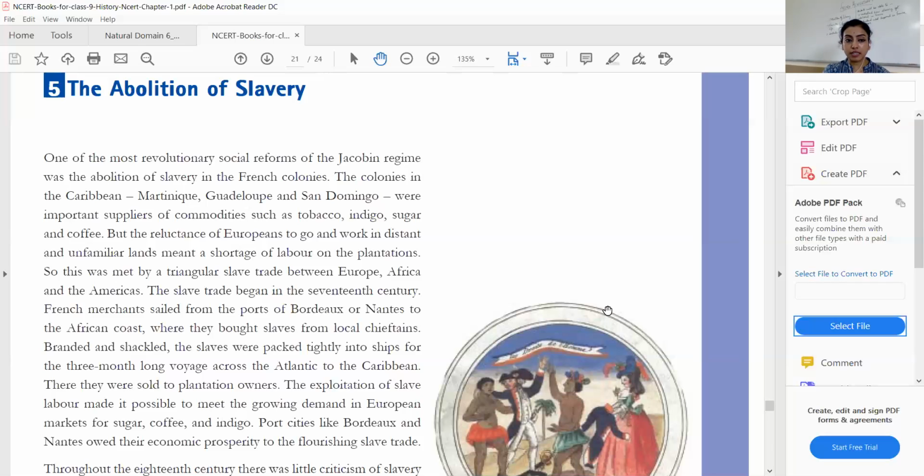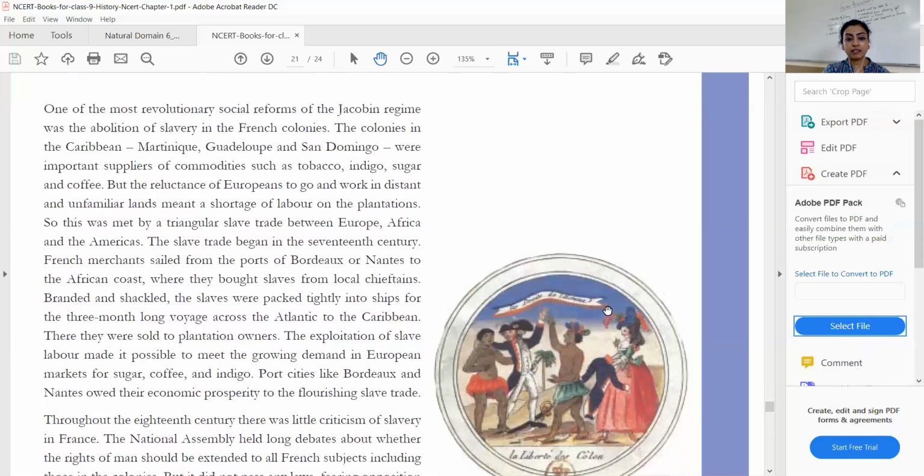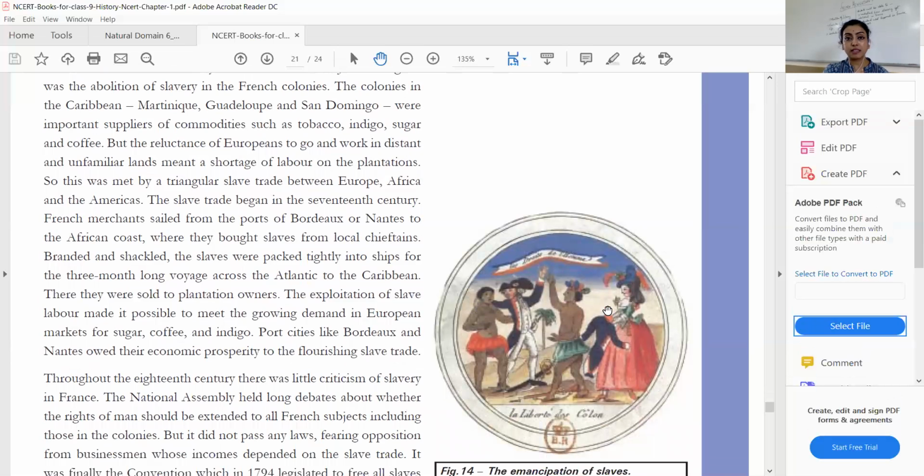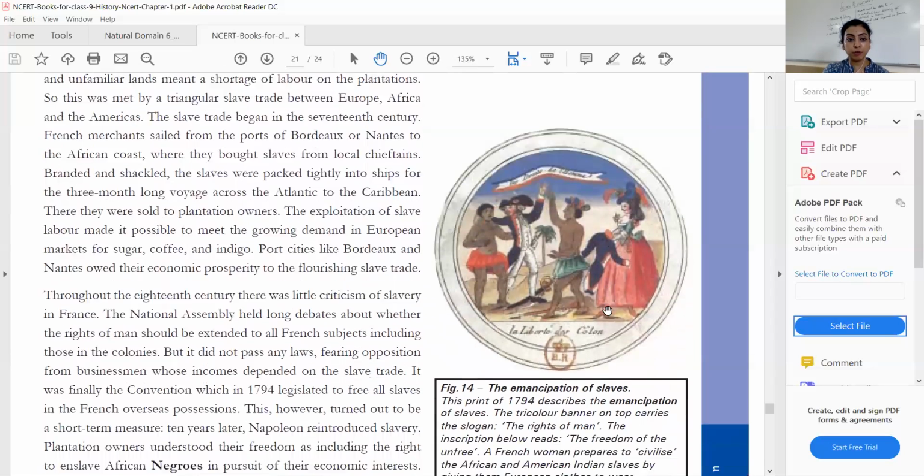The exploitation of slave labor made it possible to meet the growing demand of European markets. Once there was a supply of slaves, there was a supply of laborers. When there were laborers, there was much more production of tobacco, coffee, and indigo. So port cities like Bordeaux and Nantes were flourishing because of economic prosperity. They had more of all these productions after the laborers were brought.